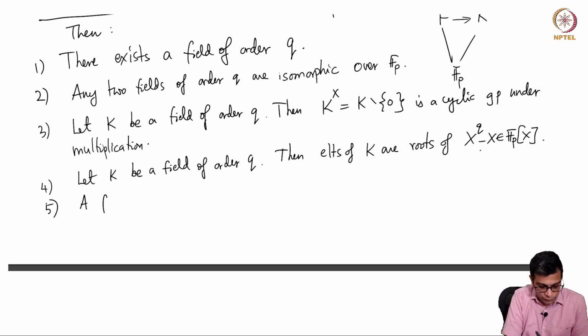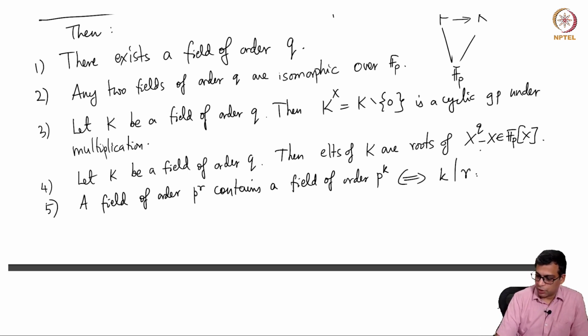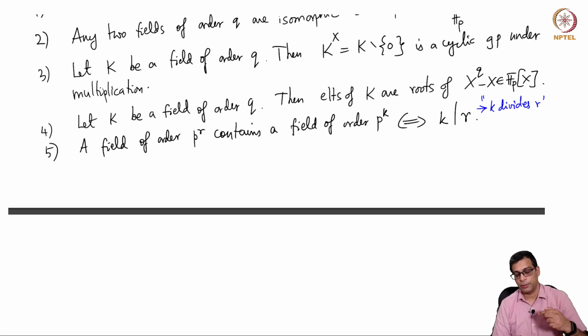So a field of order P power R contains a field of order P power K if and only if K divides R. Remember, this symbol means that K divides R. This is my shorthand for K divides R. So the only way that P power R contains a field of order P power K is if K divides R. I will give you an example of this in a minute.